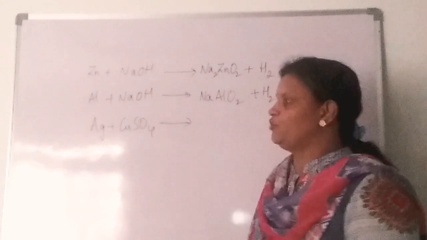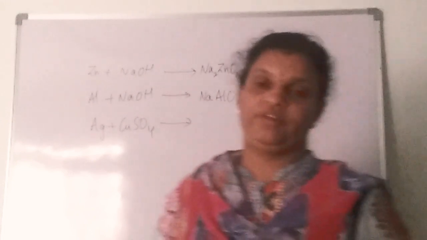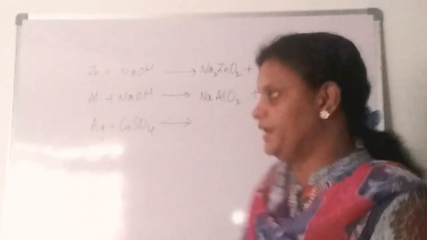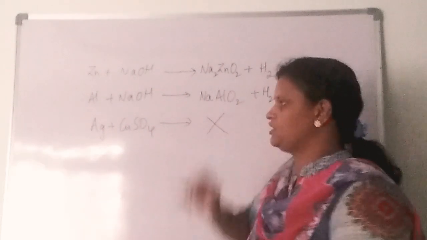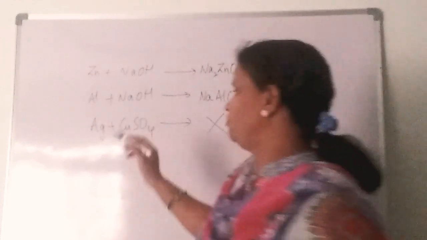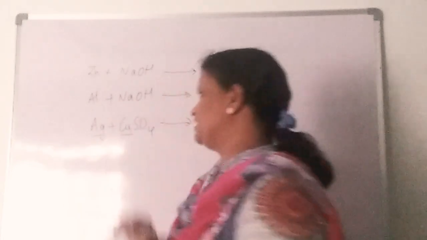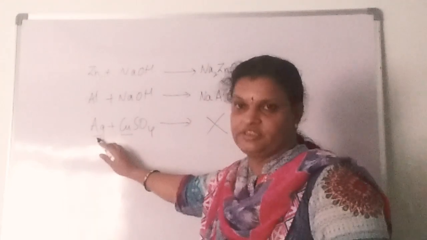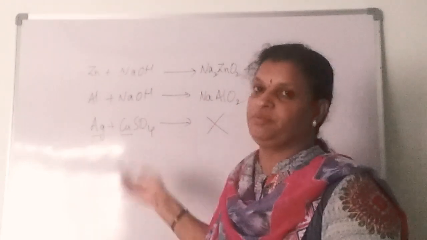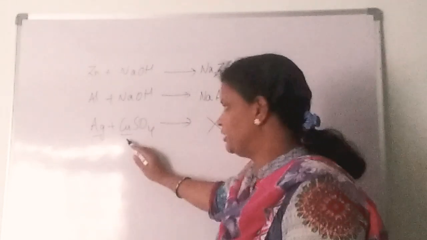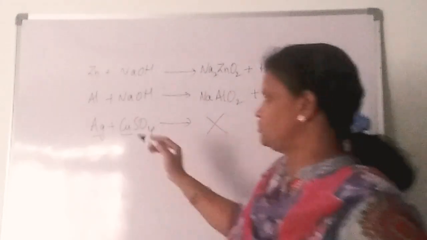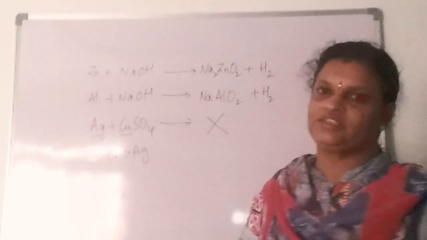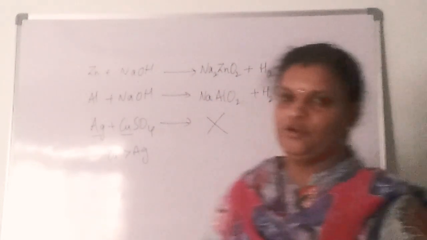And if you come to the one more question, which I asked previously, silver reacts with copper sulfate. Here the reaction is not possible. Why is it not possible? As we already know, whenever we see a displacement reaction, the element present outside, which is not in the compound, should be more reactive than the metal present in the compound. As you see here, copper is more reactive than silver. So that is why this reaction is not possible. Right? So coming to today's topic.